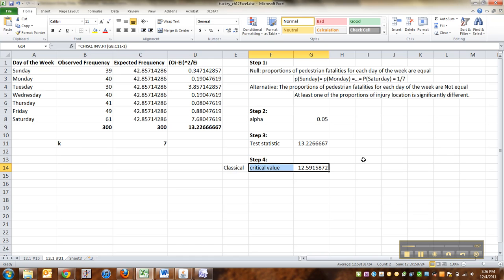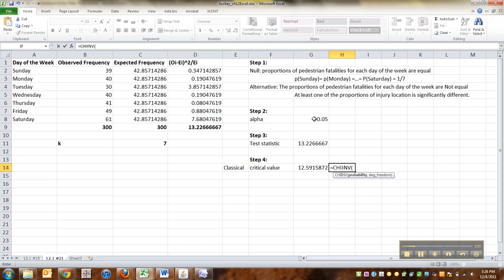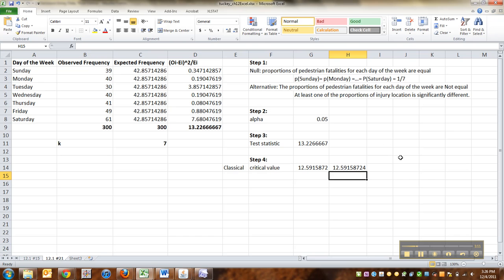Life is grand. So, how would you do it if you had old Excel? It'd be equal to CHIINV 0.05, comma, 7, take away 1. There you go, same number. Okay, so step 5, I'm going to put right here.